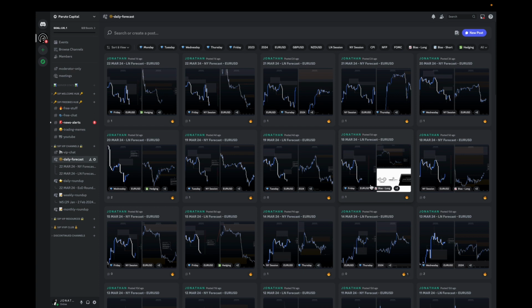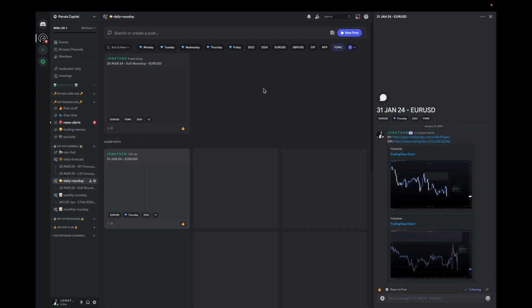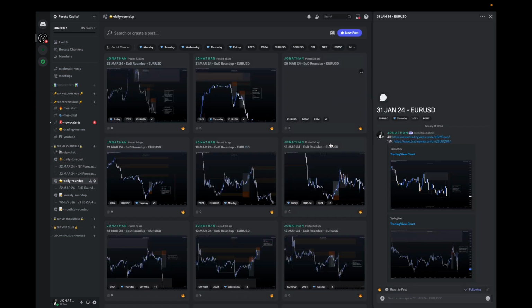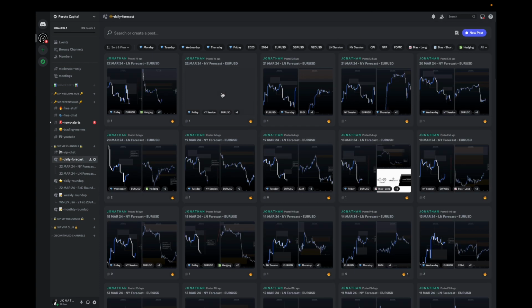So it's not just that we're going through price after price is printed out in the market. No, we forecast price, and then by the end of the day, we have the roundup, and you're able to compare what I forecasted and also what played out eventually. You get all of that in the program.